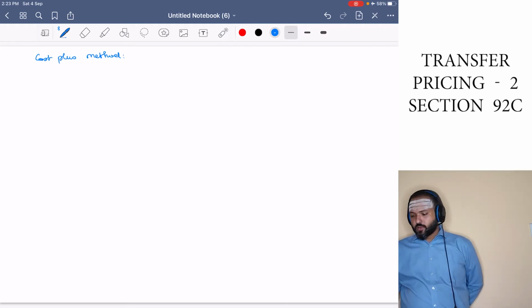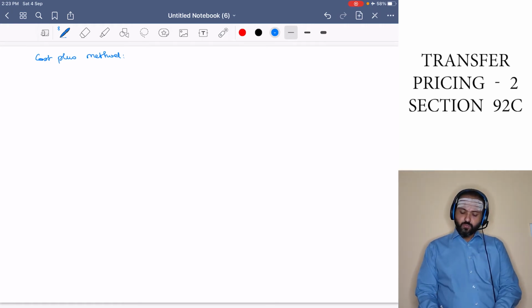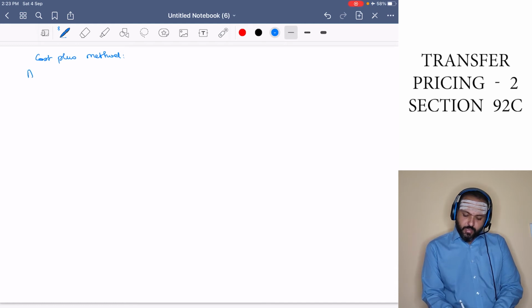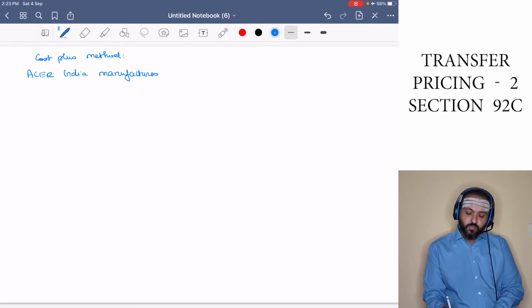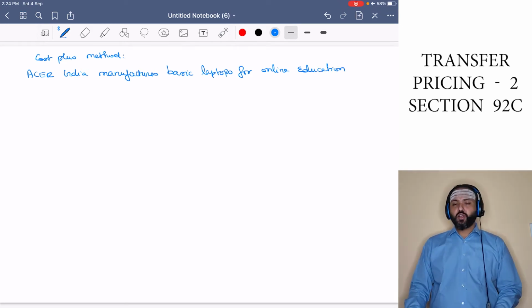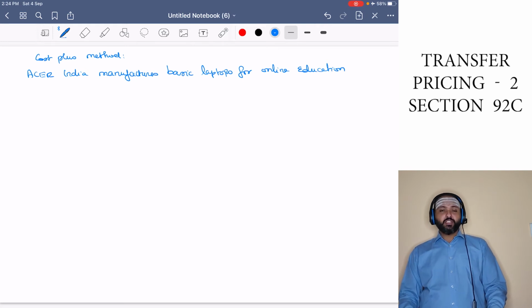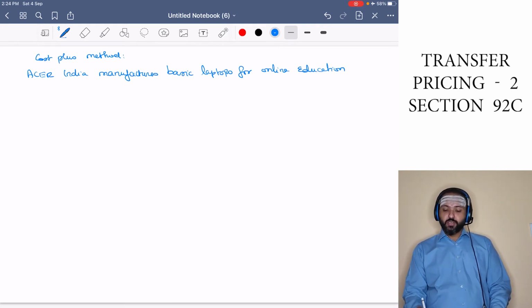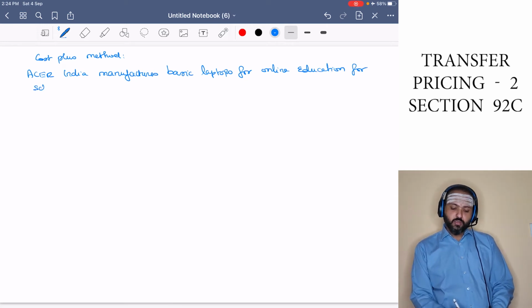Now, what is this cost plus method? Let us take an example. Acer India manufactures basic laptops for online education. Now that COVID has given the importance towards online education, Acer decides to manufacture basic laptops for online education for children, for school children.